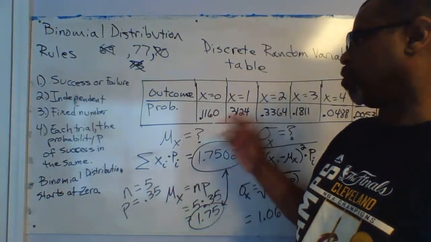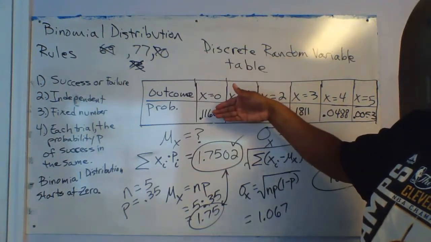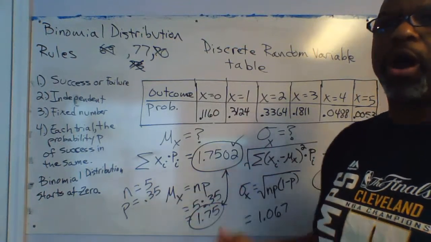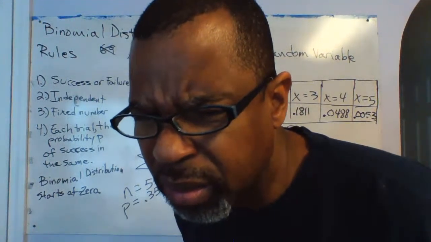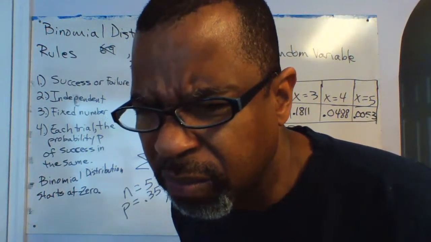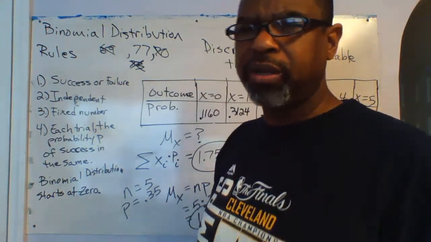So you can only use these formulas if these 4 rules are met. If that's the case, we don't have to do your outcome times your probability for each one of these and sum it up. We don't have to do that anymore, only if it's a binomial distribution. You just put it in the formula.